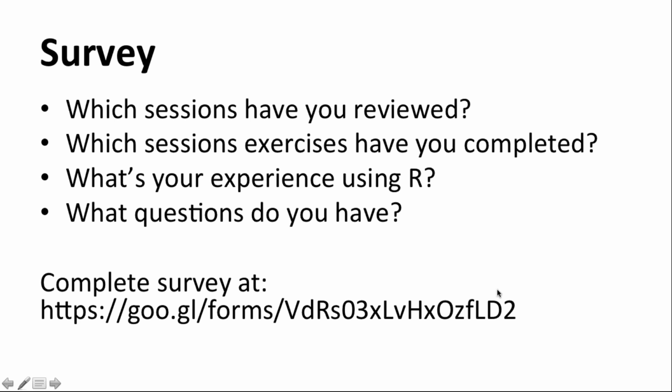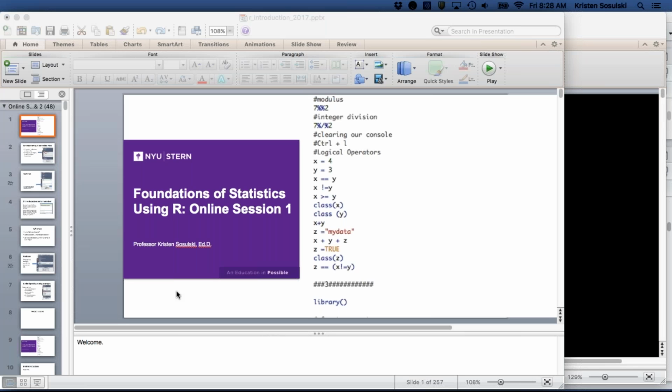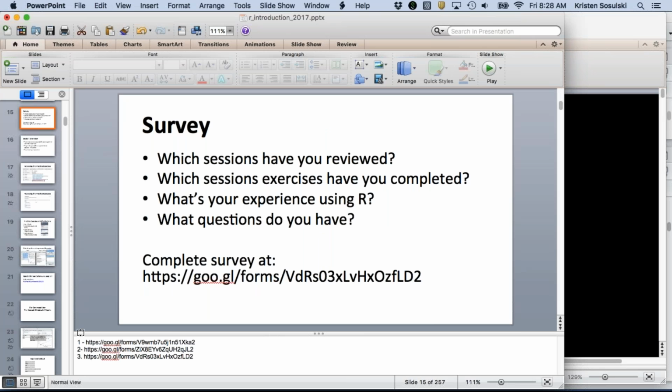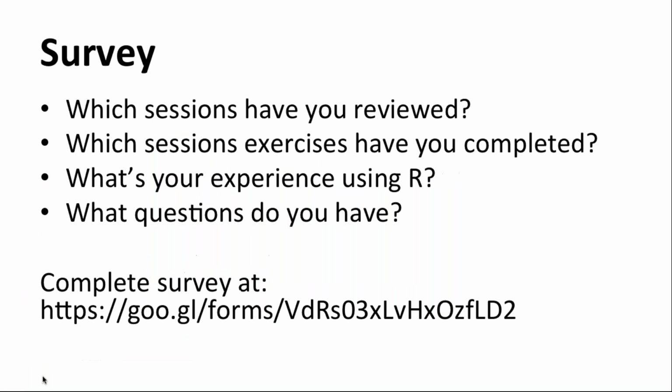So there's a link here, and I'm just going to type this link in the text chat. I need to just go back one moment, because I don't want you to have to type that in. So in the text chat, I'm putting the link for the survey that I would like you to complete. Basically, I just want to know what sessions you've reviewed, what exercises you've completed, your experience in R, and if you have any burning questions right now that you'd like me to try to address. So it's 8:29 New York City time, so let's just take 2 minutes for this survey.